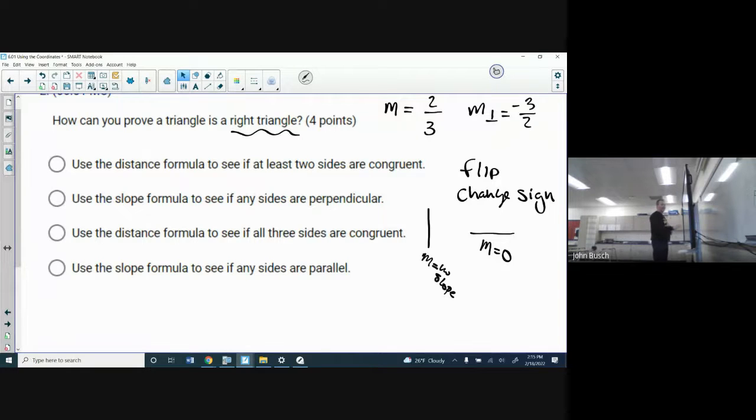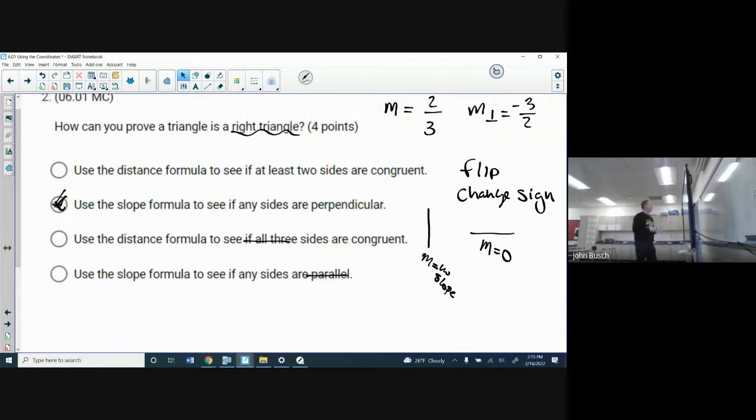It's impossible to have a triangle with parallel sides, so that's silly. But parallel slopes are the same. Perpendicular slopes are opposite reciprocals. If all 3 sides are congruent, then it's equilateral, not a right triangle. The slope formula is definitely used.